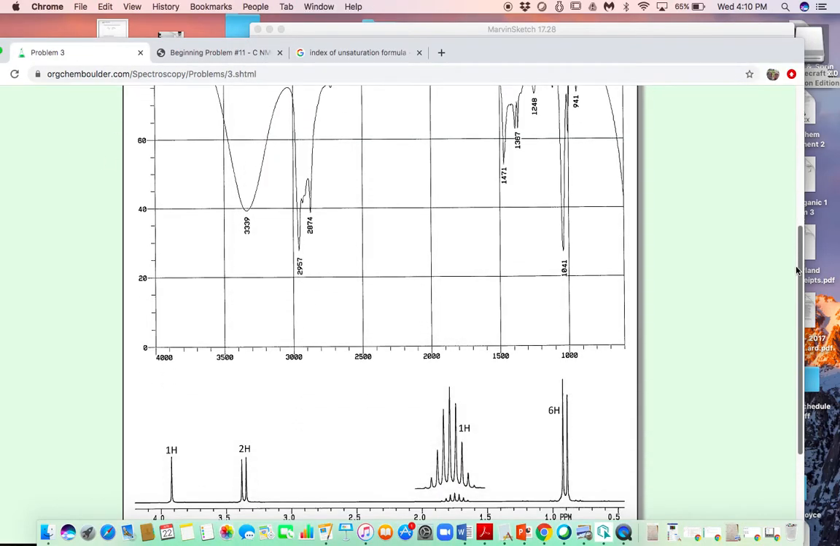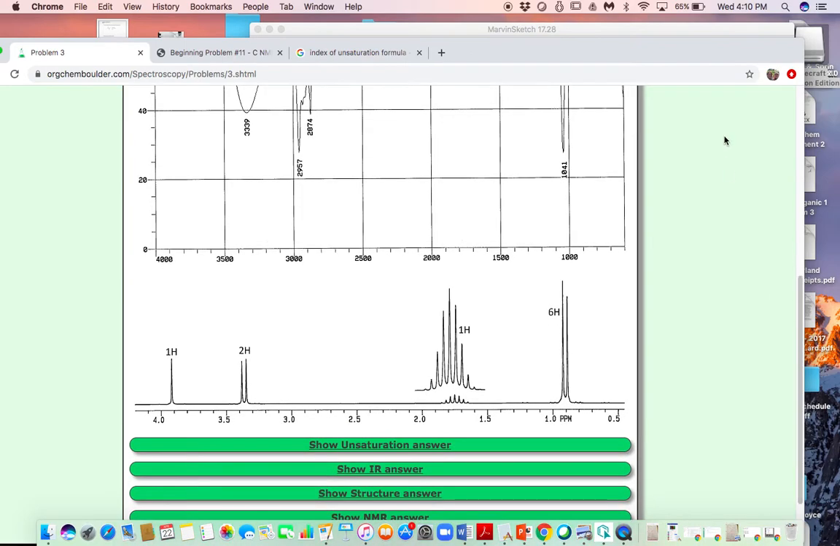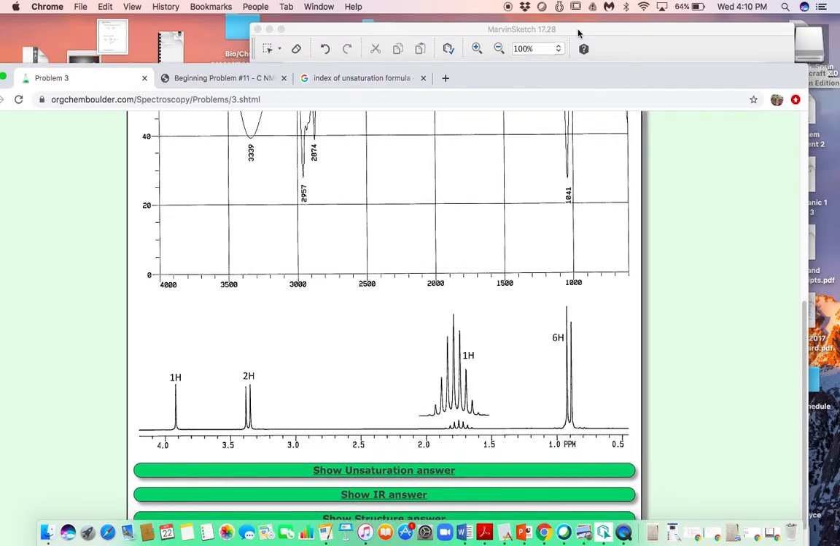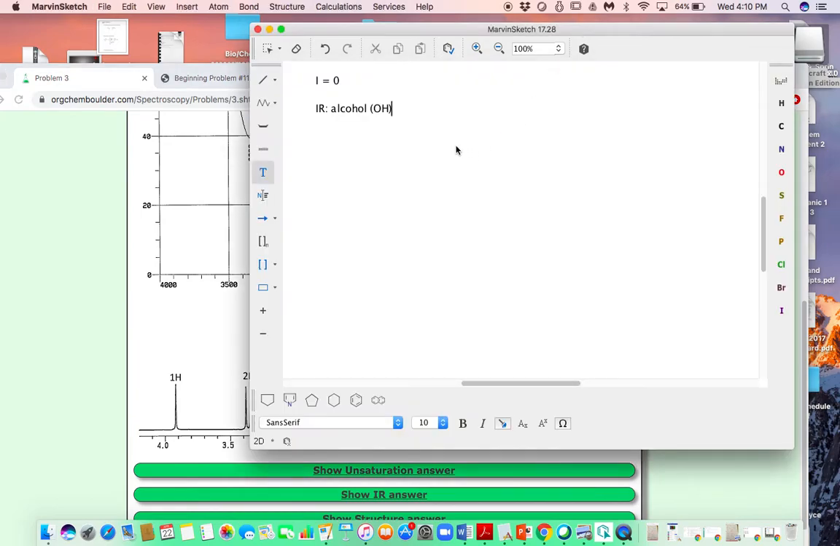All right, so if we look at our NMR spectrum, again, I'm going to go right to left to right, A, B, C, D. So if we look at our ratio of hydrogens causing each signal, it's 1 to 2 to 1 to 6. So again, we start making some notes here.